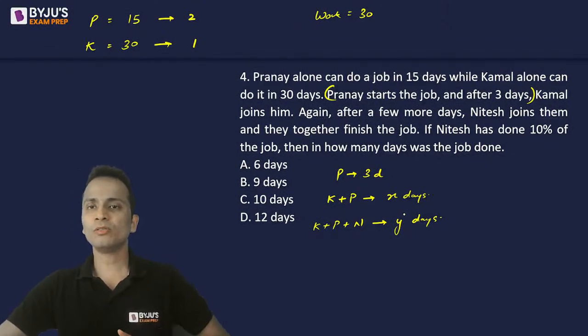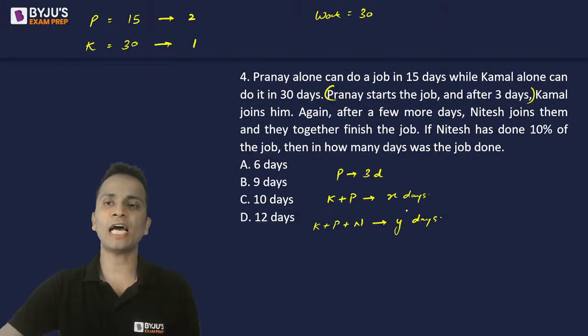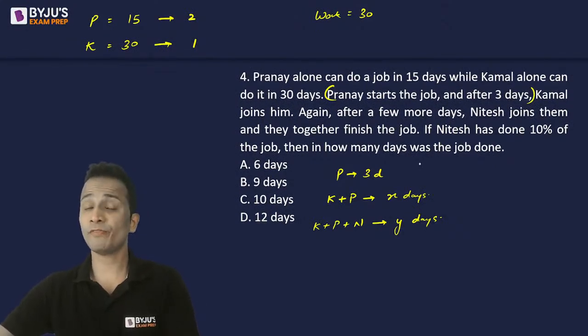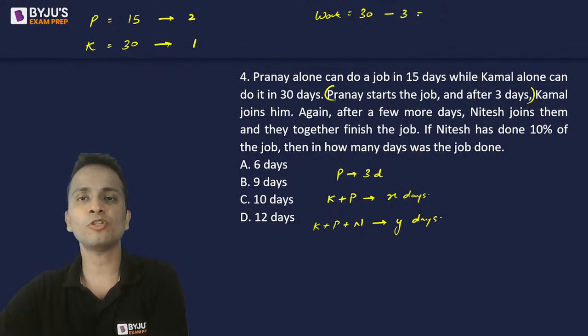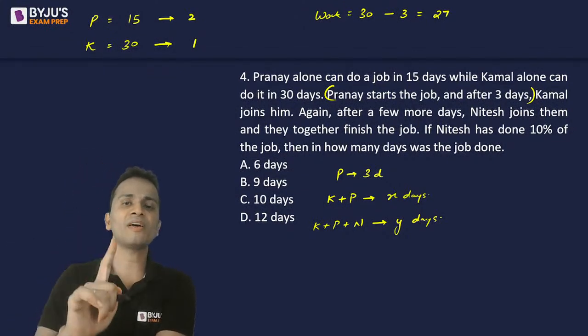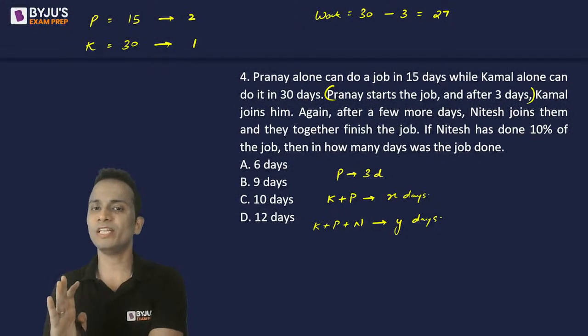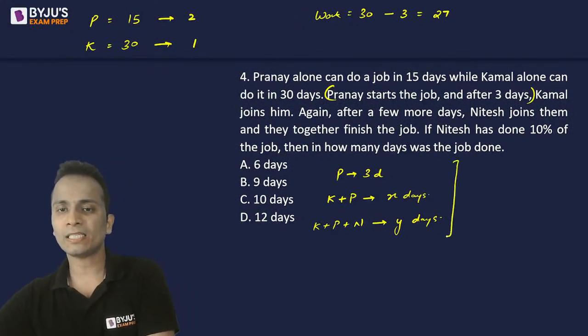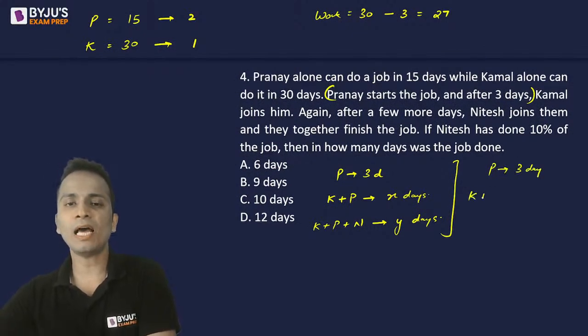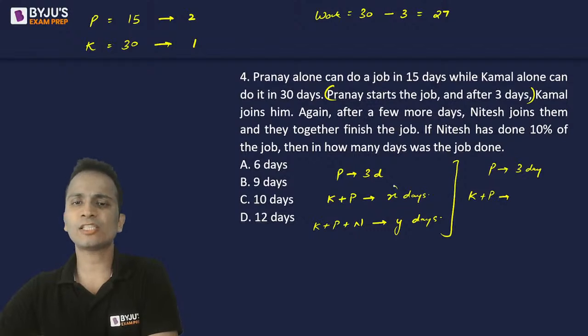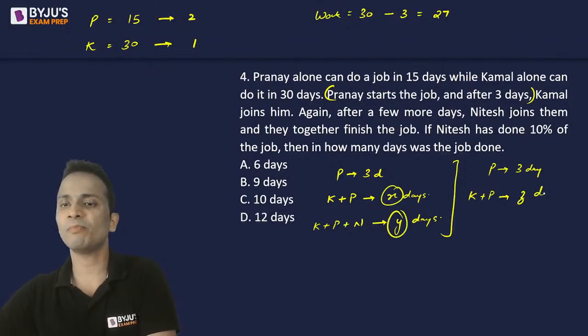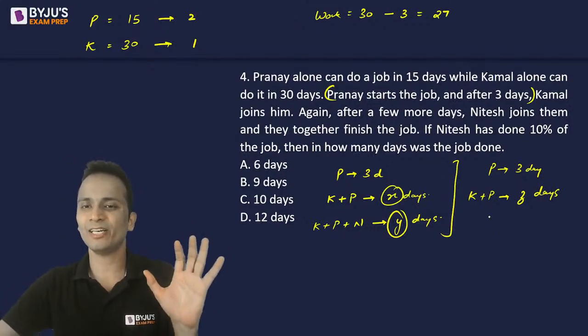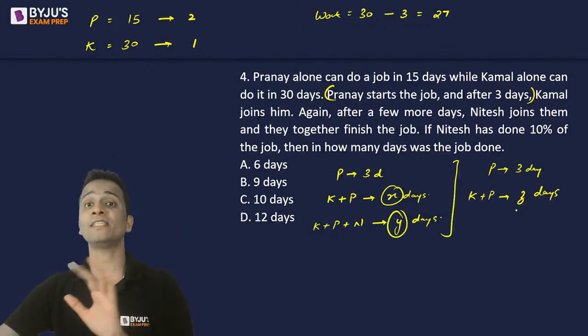Now, the total work is 30 units, out of which Nitish has done 10% of the work. If I remove the work done by Nitish, 10% means 3 units. So 27 units of work was done by Pranay and Kamal without the help of Nitish. So Pranay first of all worked for 3 days, and then Kamal and Pranay both work for, let's say, instead of x plus y, consider z number of days. So x plus y you can assume as z. So Kamal and Pranay work for z number of days and the work got finished.